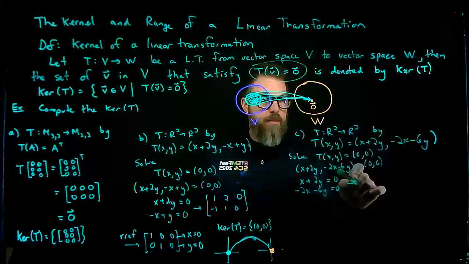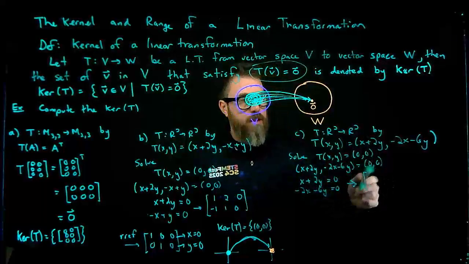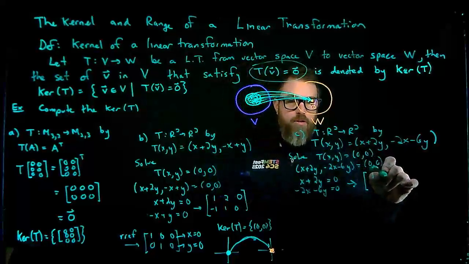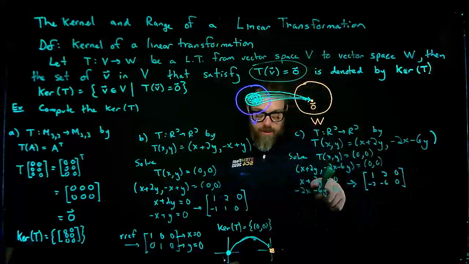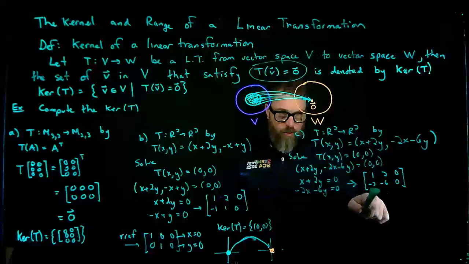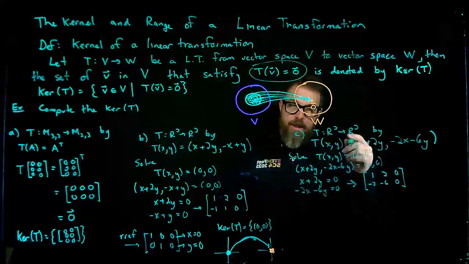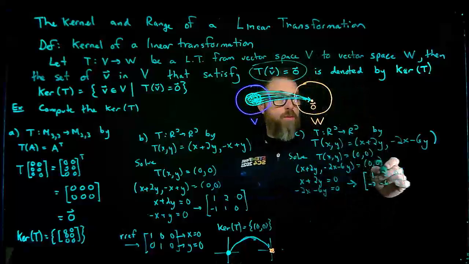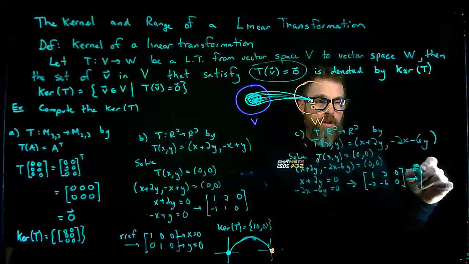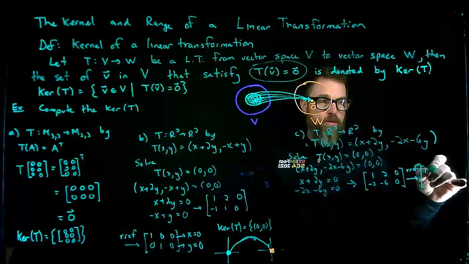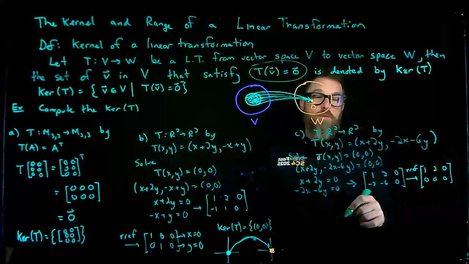and rewriting this as a matrix to make our systems easier, we have 1, 2, 0, negative 2, negative 6, 0. And I'm sure you might have recognized this already, that this second row is nothing more than negative 2 times the first row. So when we row reduce to echelon form in order to solve this system, it's going to be 1, 2, 0, and then 0, 0, 0. Which means we get infinite solutions.